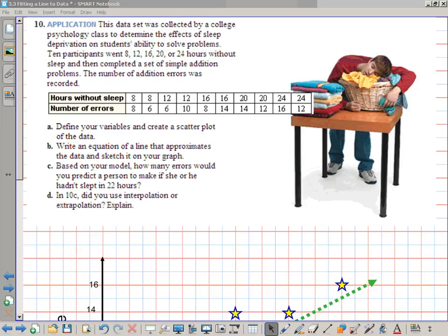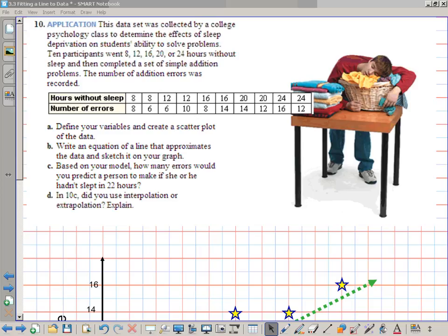Hi guys, here we are in section 3.3, taking a look at problem number 10 from the book, part of tonight's homework. I thought I'd go over this problem for you just so you could see a scatter plot that I made. Also, I graphed it on the calculator just to remind you of how you can make these scatter plots on the calculator and find a line of best fit there. Probably haven't done that in a couple years, so it might be a good chance to review that.